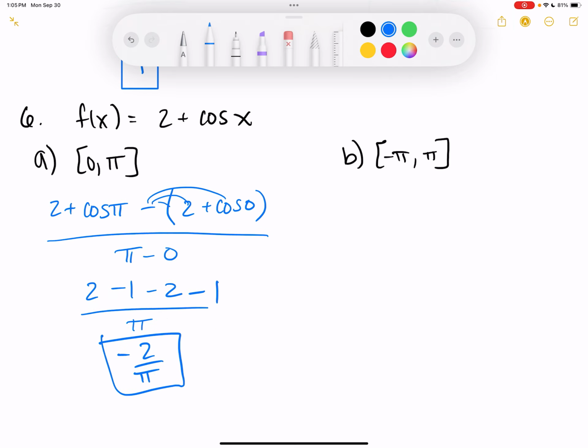Nice. And then for this other one, 2 plus the cosine of negative pi, minus, in parentheses, 2 plus the cosine of pi.